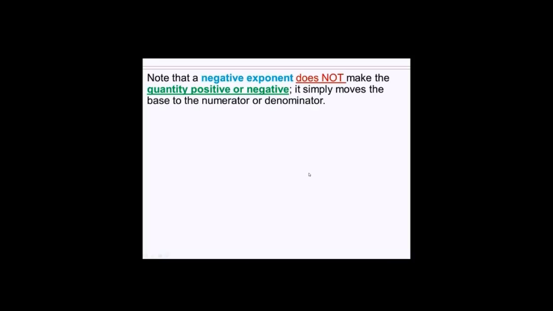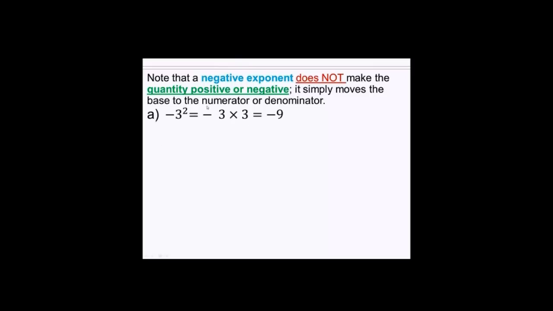Now that we know how to work with negative exponents, let's see if we can make sense of negative exponents versus negative of the whole quantity. Remember, a negative exponent does not make the quantity positive or negative. You can think of the negative in the exponent as sort of a placeholder. It's really just making the base move either to the numerator or denominator.